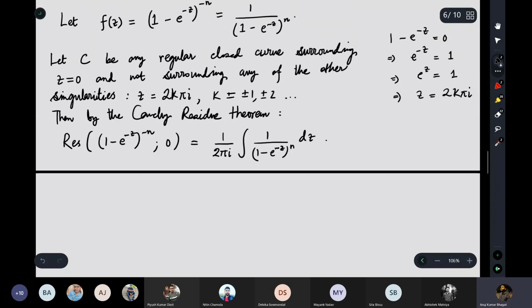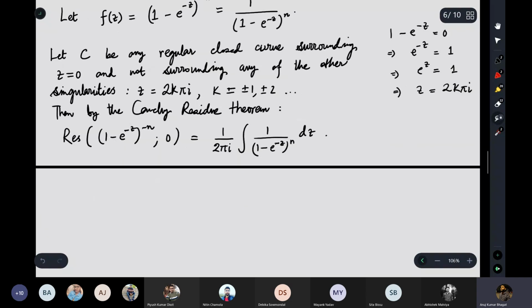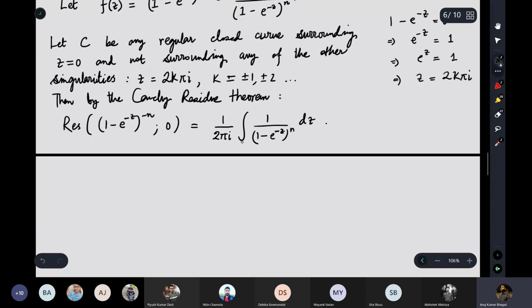And such a choice of C is definitely possible. Why? Because if I choose C as the unit circle, then only 0 will be there and no other singularity will be there. So such a choice of C is definitely possible. We can do that. Okay. Oh, just a minute. I made a mistake. I have to write here C. Right.